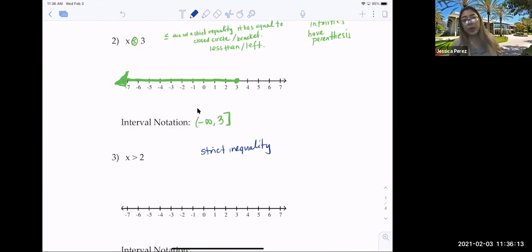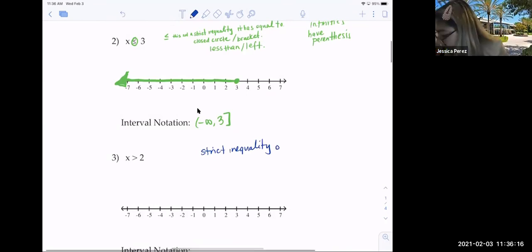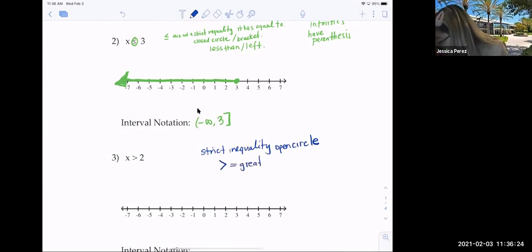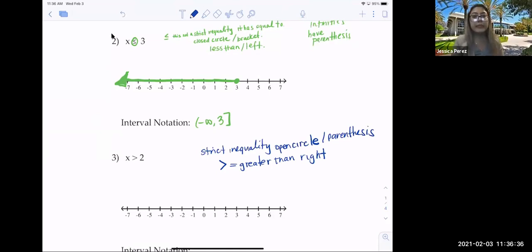Thank you. And I see a lot of them. They're going to be open circle. So it's an open circle. And this is saying X is, this means greater than. Greater than means it's going to go to the right. So you're going to put an open circle at 2, and you're going to shade to the right, including the arrow. So you have to keep doing the arrow.